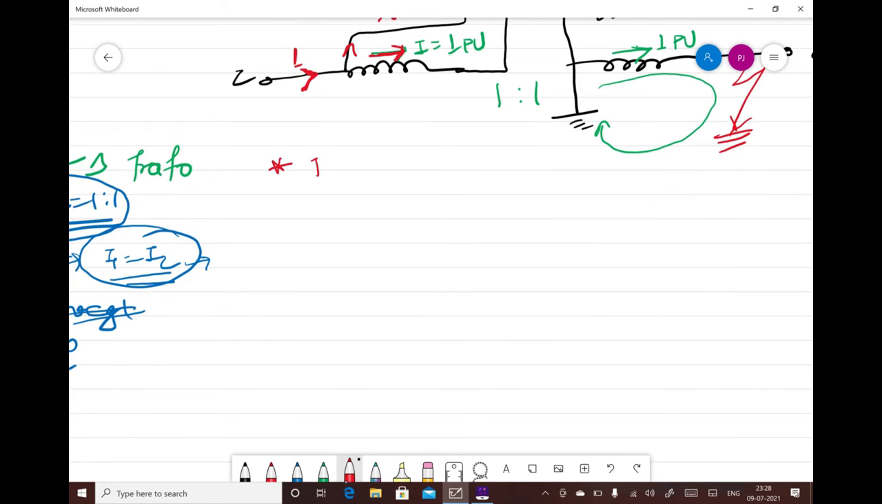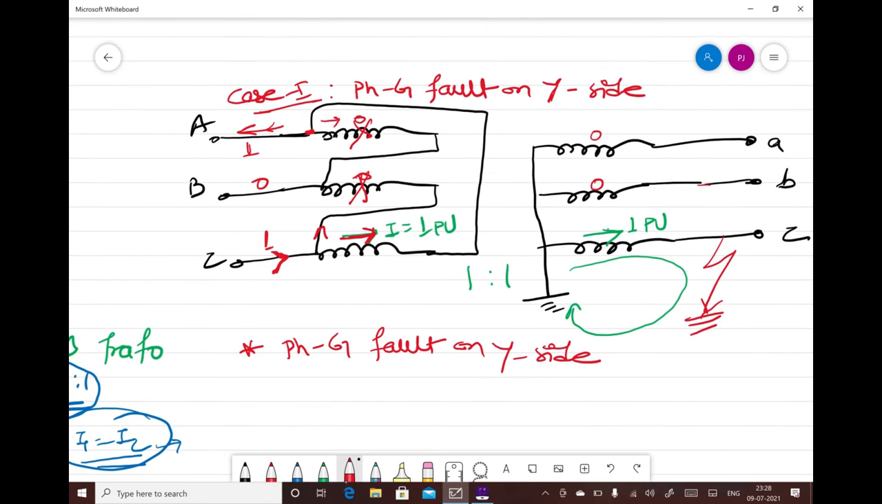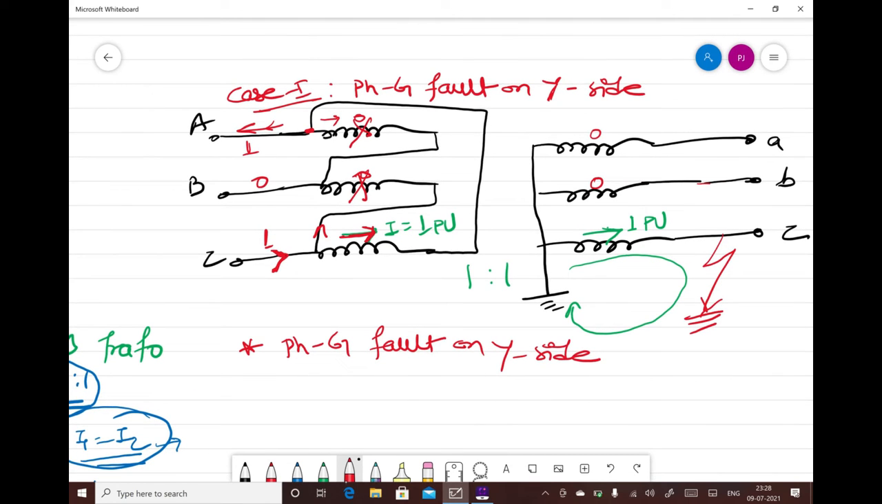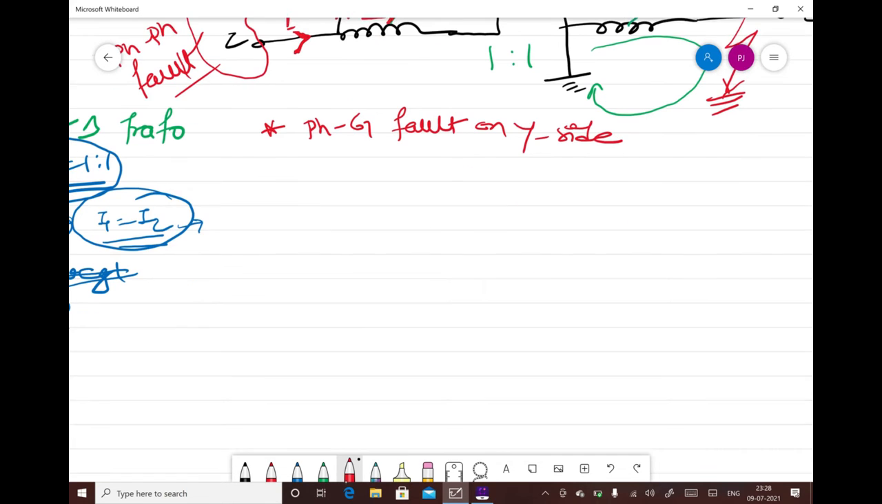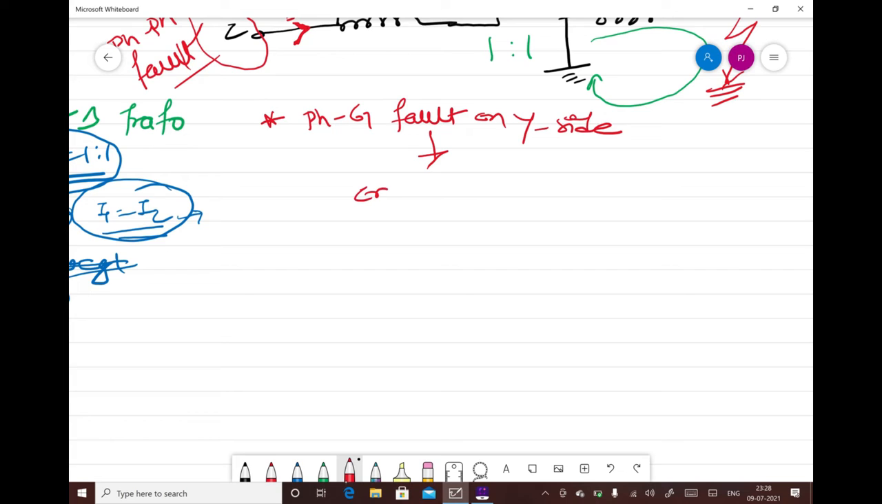this phase to ground fault on a star side, what it creates is a phase to phase fault on delta side. So phase to ground fault on a star side creates phase to phase fault on delta side.